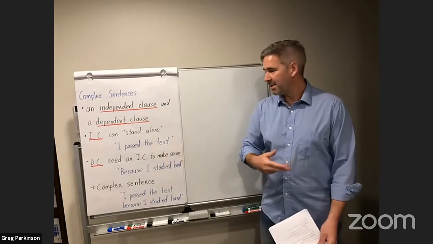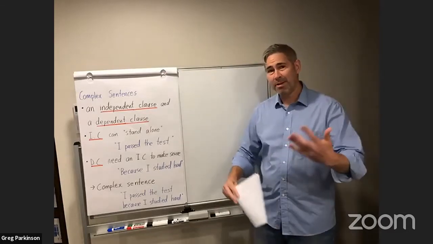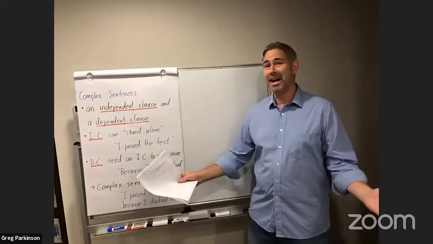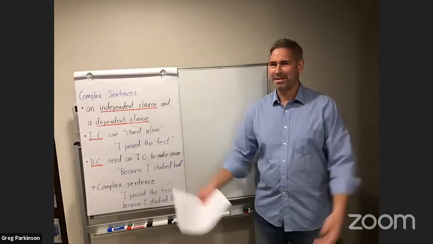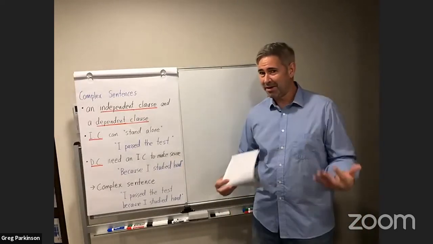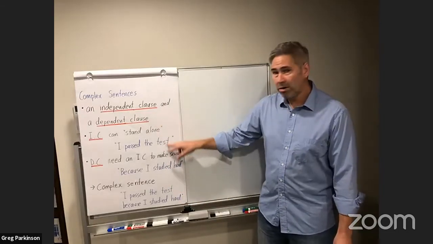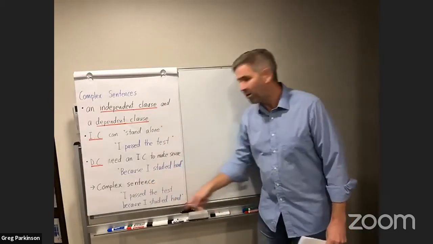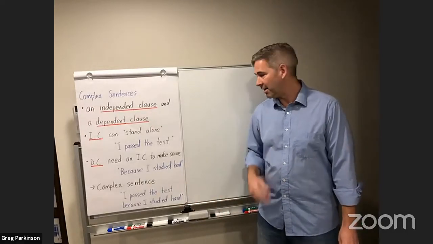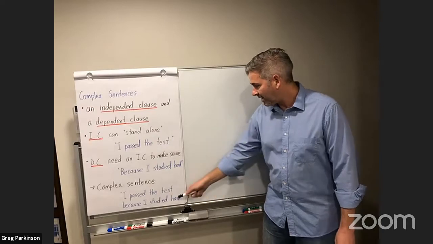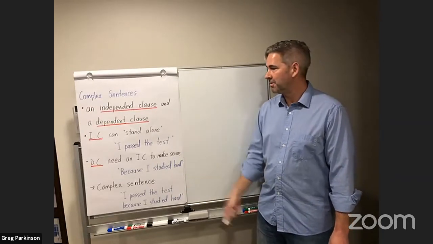So think about the same example. I came up to you on the street and I randomly said, because I studied hard, right? So you might be quite shocked. Why has this person come up to me and just said, because I studied hard? But if I put these 2 clauses together, we have a complex sentence. I passed the test because I studied hard. So again, I studied hard depends on the independent clause, right?